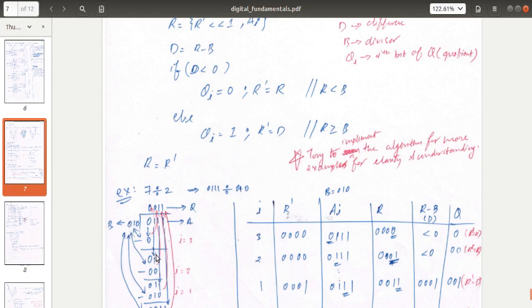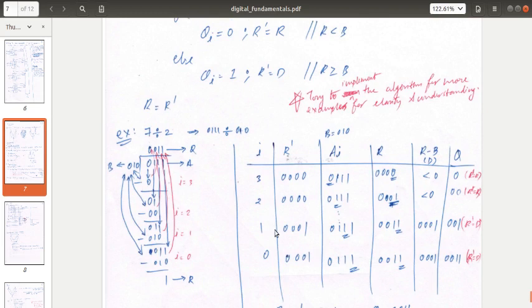So is 0 1 greater than this one, B? No, right? So again this condition is coming. So Qi equal to 0 again, R bar equal to R. Here you will get a better idea. Here R bar for the next round is this one. So 0 0 0 1 is coming here.